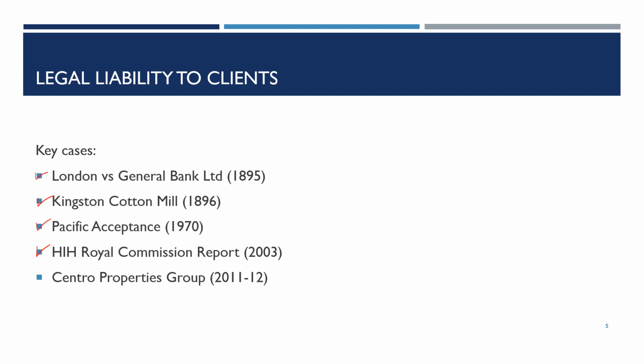Centro Properties Group was also another milestone case. In this case, current liabilities were incorrectly classified. As a result of this, the directors were found to have breached their duties under the Corporations Act. The executives were also found to be in breach of their duties. The CEO was fined, and the CFO was banned for 2 years. And the auditors also came under scrutiny.